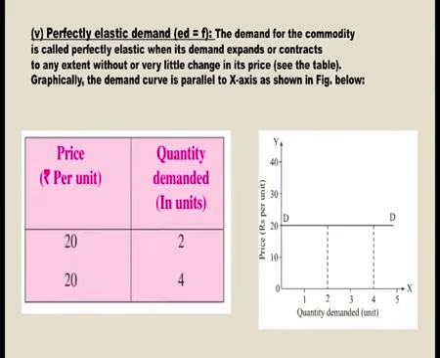Now, the last type of elasticity of demand, that is perfectly elastic demand, where the elasticity of demand you will get is infinite. That means the price remains the same, but the quantity demanded increases or decreases. The quantity demanded increases or decreases without a change in price of the commodity. Price of the commodity remains the same. You can see the table also. The price of the commodity remains the same at rupees 20 per unit, but the quantity demanded increases from 2 to 4. So, these are the 5 different cases of elasticity of demand.